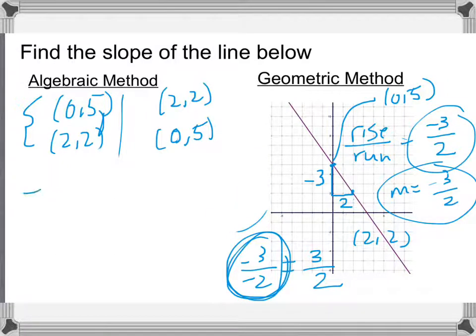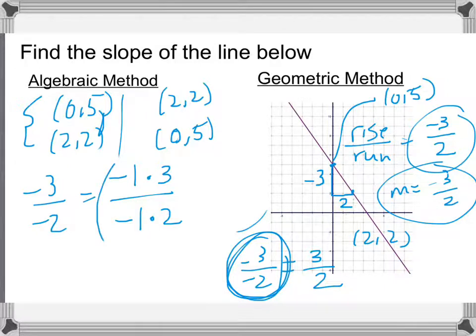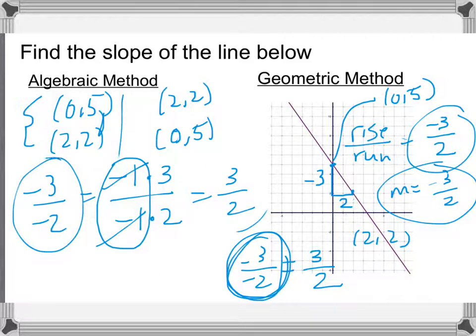So, with negative 3 over negative 2, I could rewrite that as negative 1 times 3 over negative 1 times 2. Essentially, it's drawing the negative sign out of the integers 3 and 2. And then since negative 1 and negative 1 are the same, I can cancel that number from the numerator and denominator, and that gets 3 over 2. Okay, that is why negative 3 over negative 2 is the same as 3 over 2.